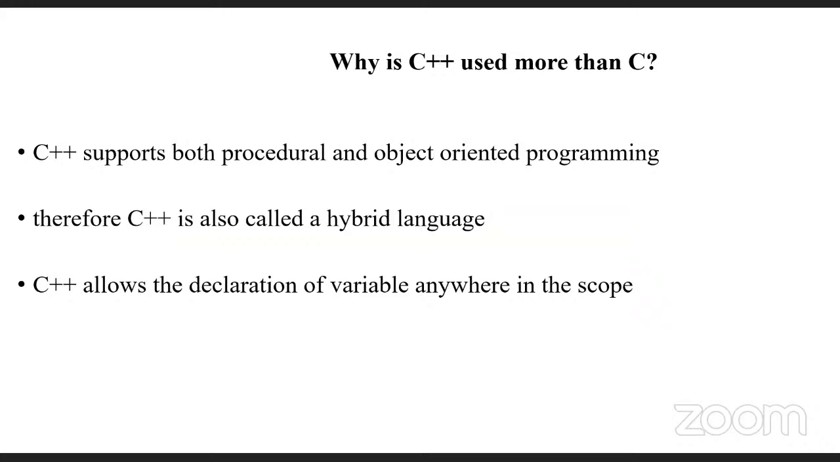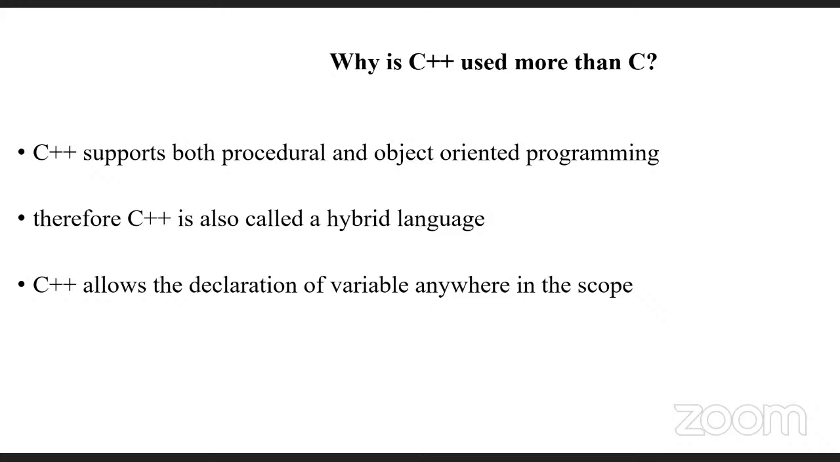Next, C++ allows declaration of variables anywhere in the scope. You can declare the variable anywhere in the scope. What is a variable? A variable is nothing but something that stores values. Whatever value you want, you can store it anywhere in the scope. That is the main advantage of C++ compared to C. Just to remind you, I'm not comparing C++ with Java, just C++ with C.